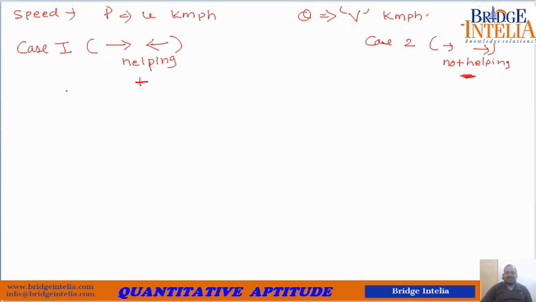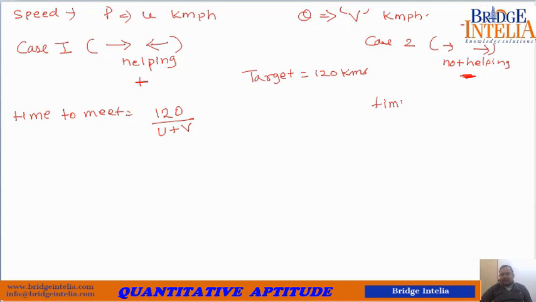So let's solve these two cases. The target is already known, 120 kilometers, or the initial gap. So in case 1, time to meet, target is 120 kilometers. So 120 by U plus V. In case 2, time taken to meet, target is 120, but the sign will be negative. So P's speed is greater than Q's speed, so we will write U minus V and not V minus U.